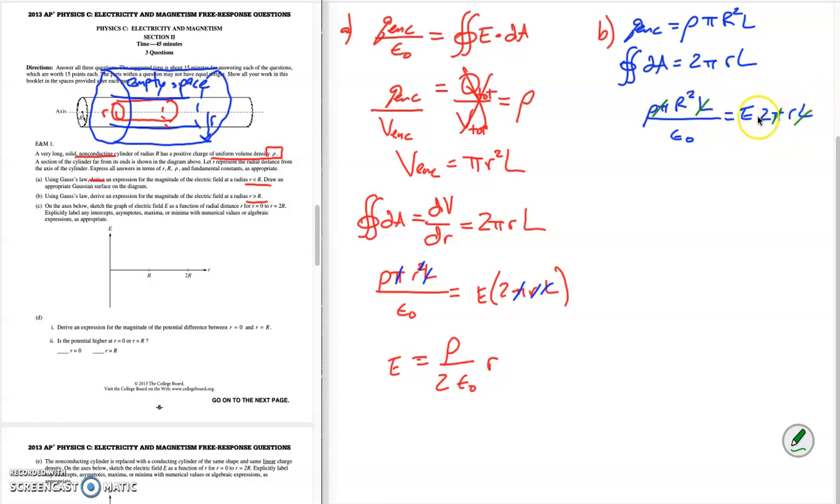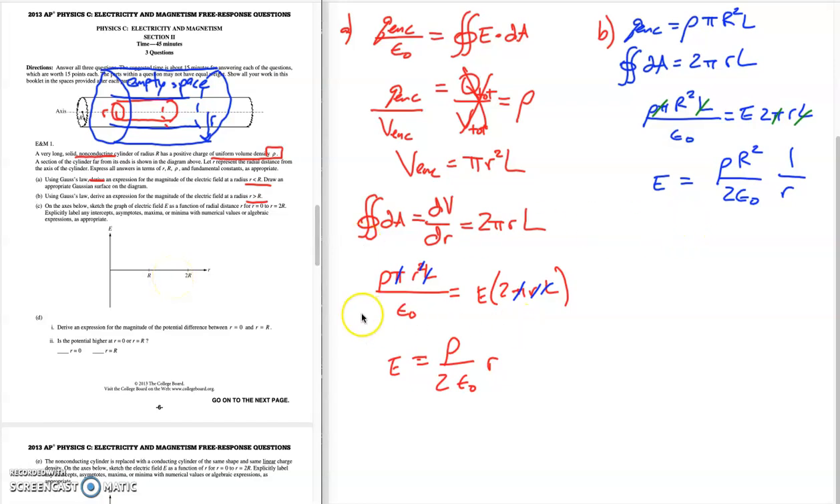Now, this time we're not canceling the r's because these are different r's. This r is the radius of the cylinder that contains the charge, and this r is the radius of the imaginary bubble that we drew around that. Solving for E gets us rho r squared over 2 epsilon naught, and now we have a 1 over r. Which brings us to part C.